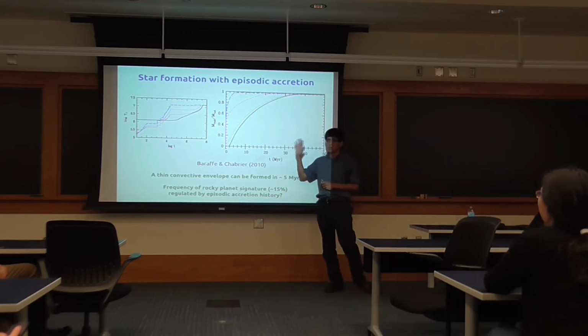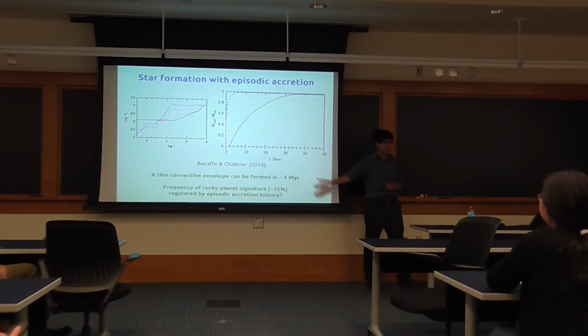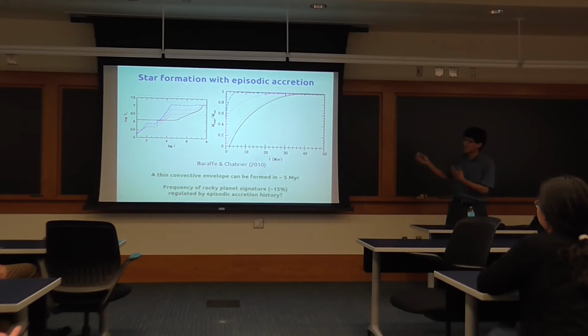First of all, in order to imprint the signature at all, we need this kind of ingredient. In addition to that, that could explain naturally this fraction, if that's what the episodic accretion scenarios are actually predicting, which we don't know yet, because this is a relatively new thing.